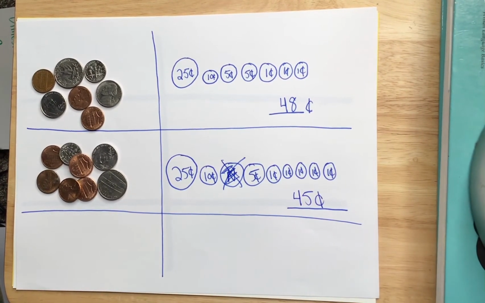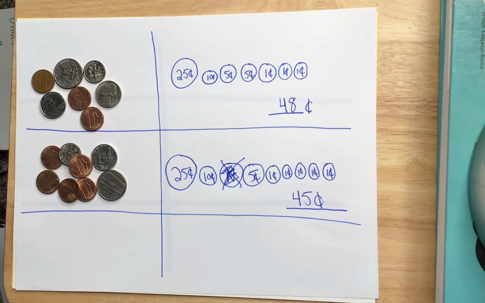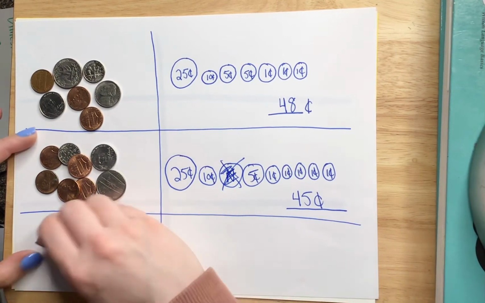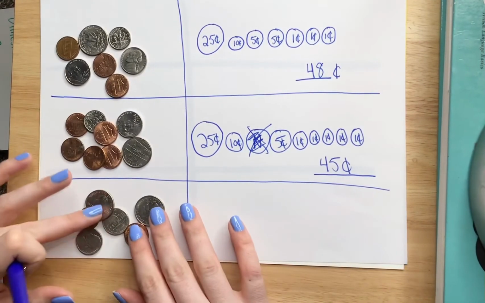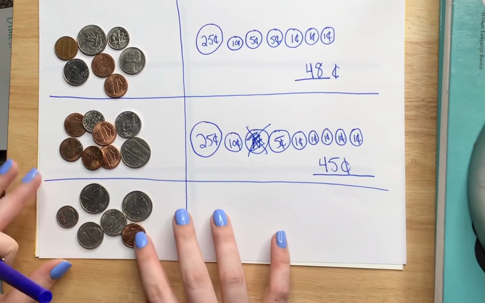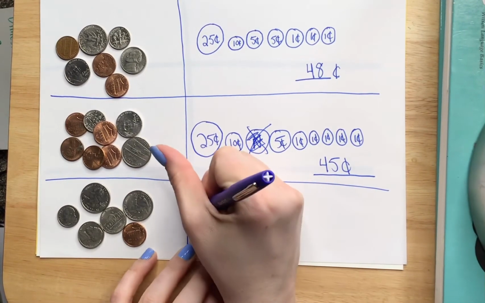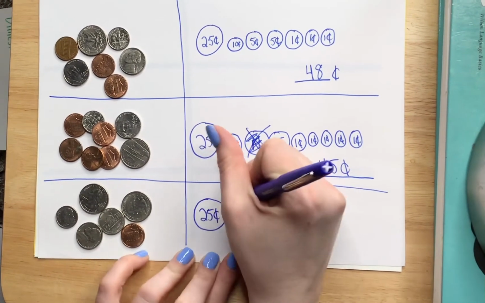All right, let's do another one together. Let me grab some more change. All right, here's another pile of change. So again, I'm starting with those quarters. So I see 2 quarters. I'm going to go ahead and write nice and big, 25 cents.